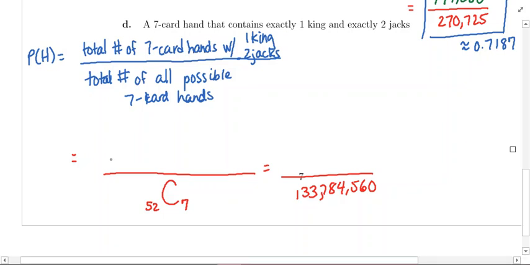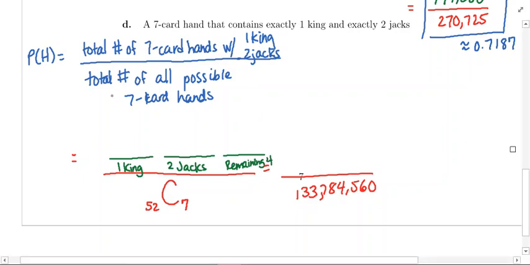All right, so for the numerator, remember what I told you, think of it as blanks. You've got 3 things going on. You need exactly 1 king, you're going to have to handle that. You need 2 jacks, you're going to have to handle that. And then you need the remaining 4 cards, okay?